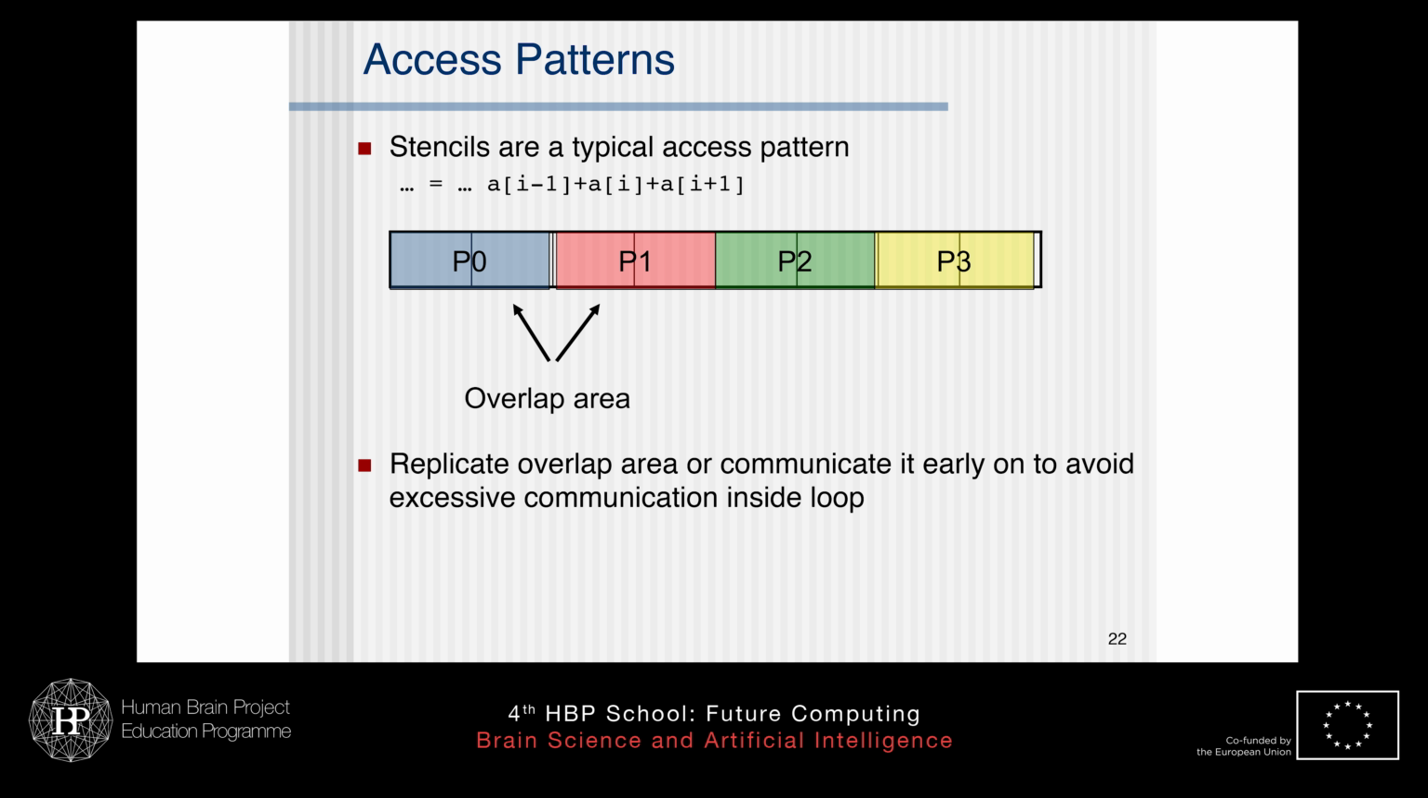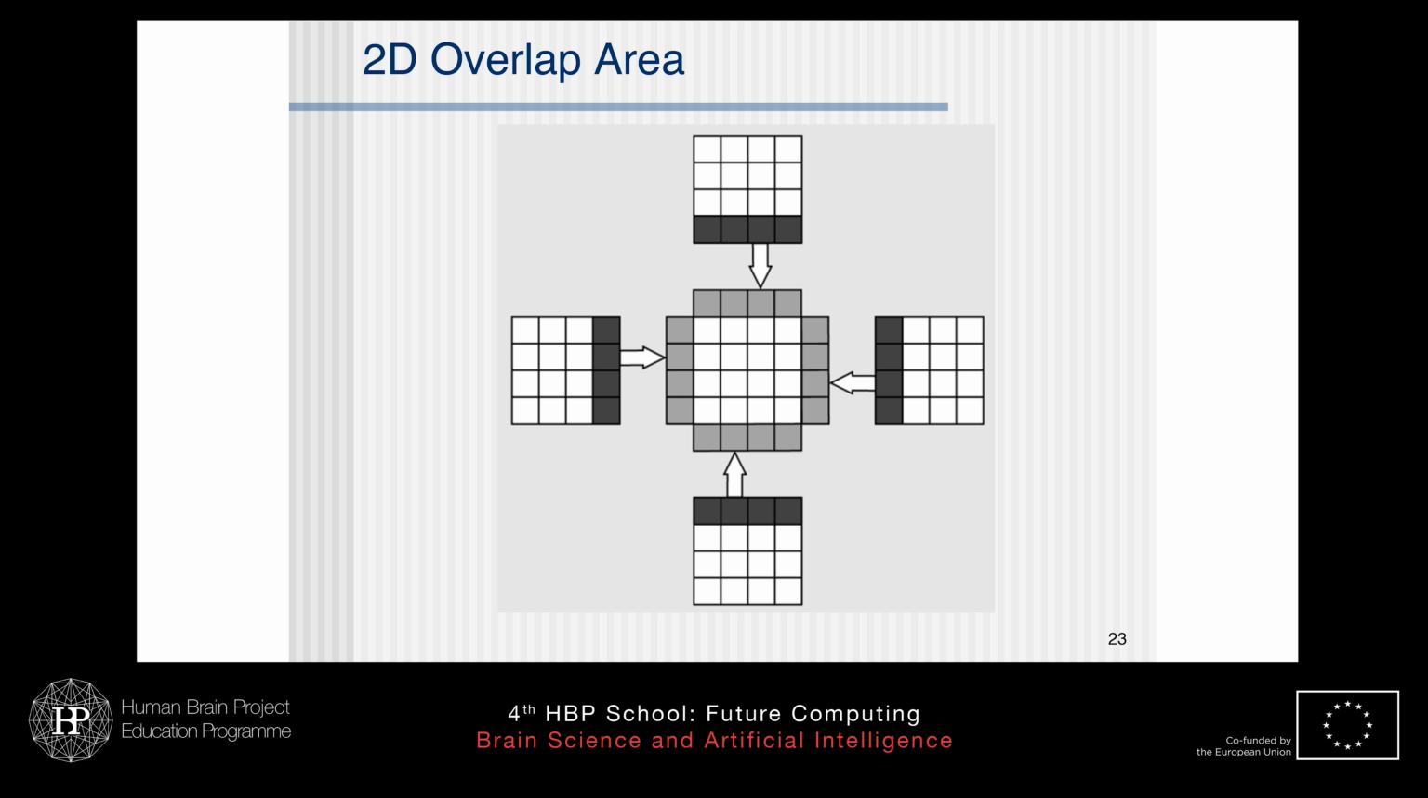And this is a very common thing, and what you typically do is you increase the local data set that you have by so-called ghost cells or an overlap area. So you increase your block size artificially and make sure that the data that you need is then already copied. So you copy the data up front to make this available.